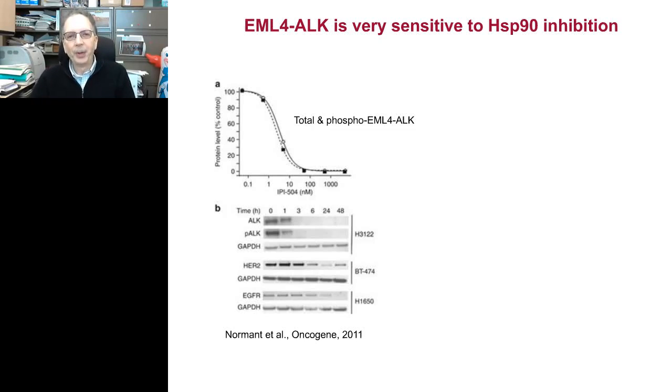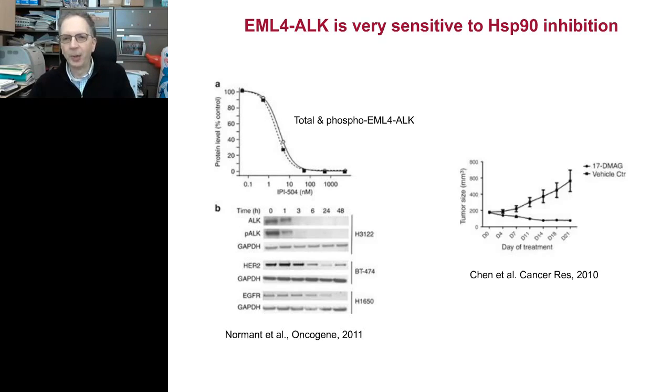Another client that is very dependent on HSP90 and thus very sensitive to HSP90 inhibition is the kinase EML4-ALK, which is characteristic of certain forms of lung cancer. As you can see in the Western blot on the lower left, EML4-ALK, both the phosphorylated and thus active form, as well as the total ALK, is even more sensitive in this experiment than HER2 or ERBB2. And in an animal experiment, one can see regression of tumors that are driven by EML4-ALK when animals are treated with an HSP90 inhibitor.